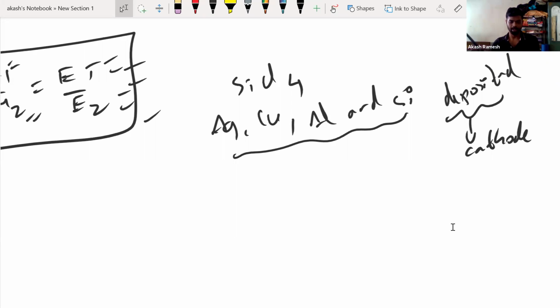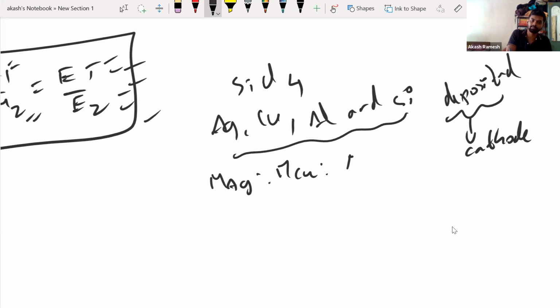Maybe you are finding this a very simple problem, and it shouldn't be taking this much time. Okay, look at this. This is how you solve this problem. So I basically require mass ratios of these, and that ratio is directly proportional to the equivalent mass ratio.